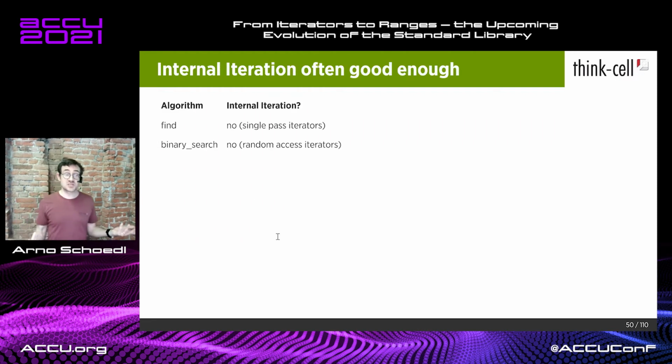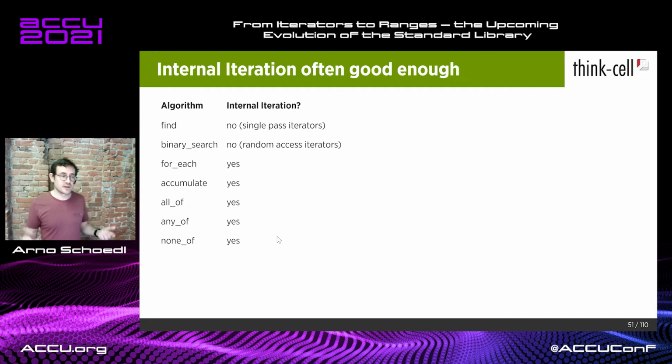Now, in addition, internal iteration is often good enough. We often don't want anything else. So if you're running something like a find or a binary search, obviously you need iterators. But if you're looking at for each, accumulate, all of, any of, none of, all these don't need iterators. The for each is the quintessential: I only want to get called for each and every item. Well, that's what internal iteration provides. You don't need external iteration.